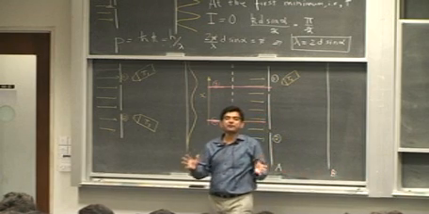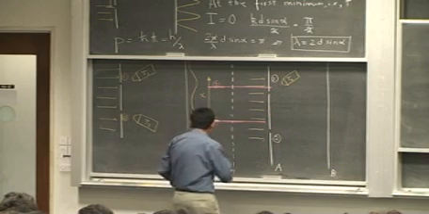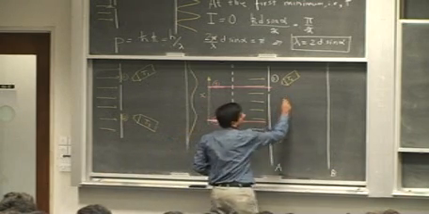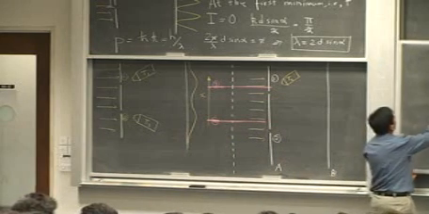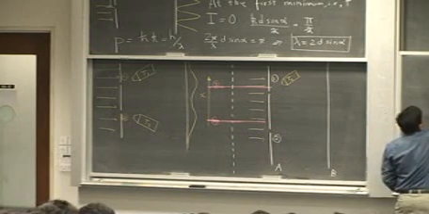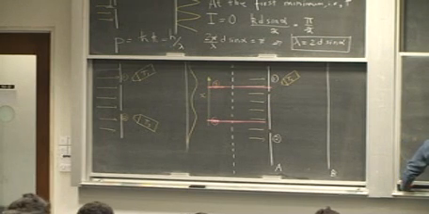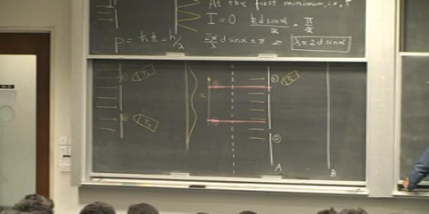Okay, so there are two types of outcomes. The first outcome is, does T1 click? This is your question.